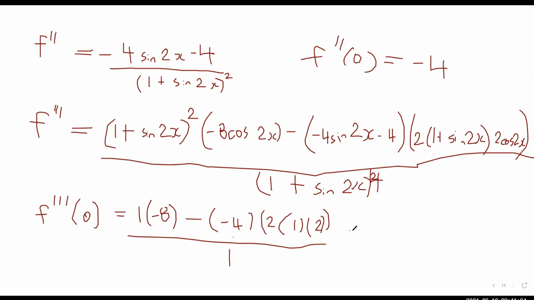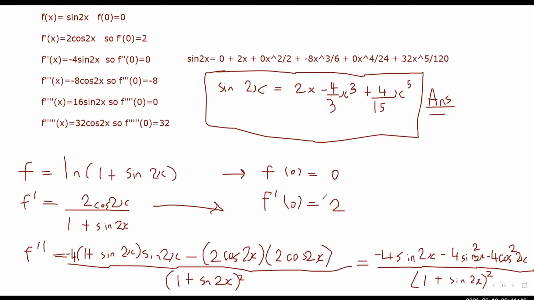So simplify now. Minus and minus become plus. 4 times 2 is 8. 8 times 2 is 16. So that becomes minus 8 plus 16 over 1. So that's just 8.